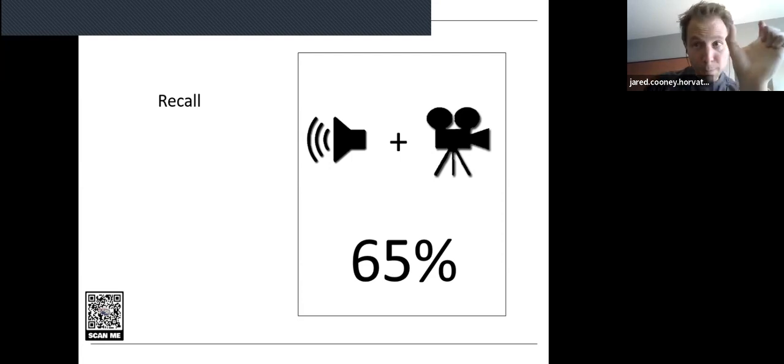So it's more than the 10 plus the 35. You get this bonus 20% to your memory. Why? It's that sensory integration issue. So speech and images work great together.